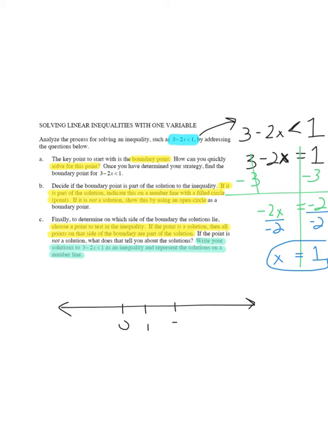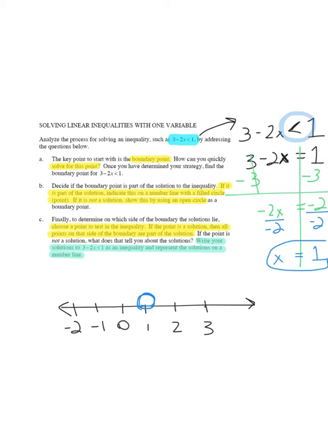0, 1, 2, 3. Your number line can have any scale that you want, and then we just need to mark that boundary point was at 1. So we'll put an open circle at 1, and we check back to our original inequality. Since this does not have an equal to line on it, we have to keep the circle open. It is not actually equal to 1. That's just the boundary.